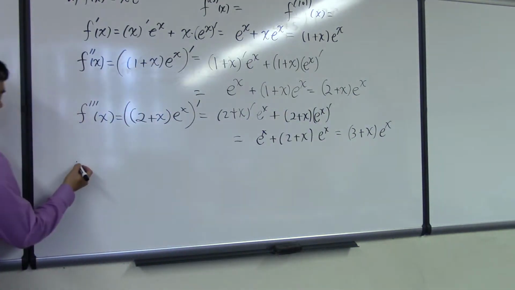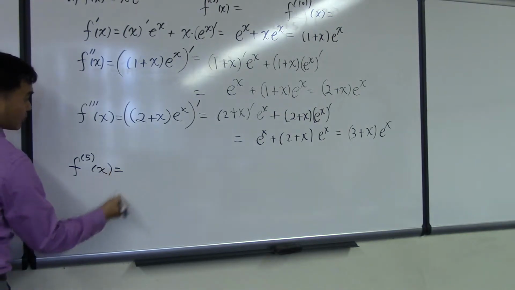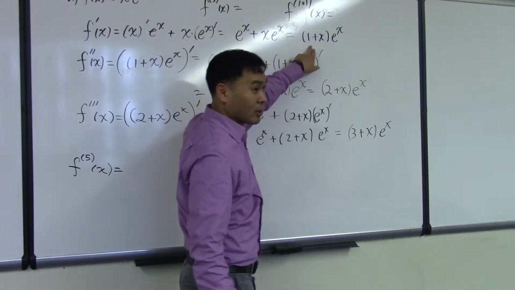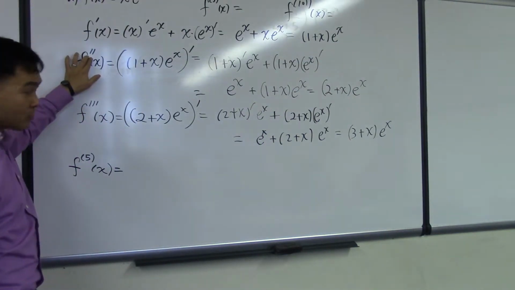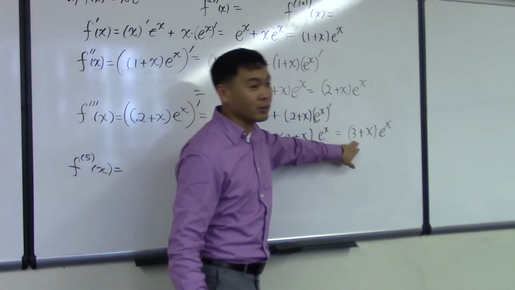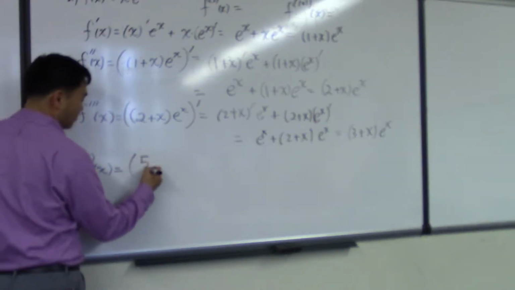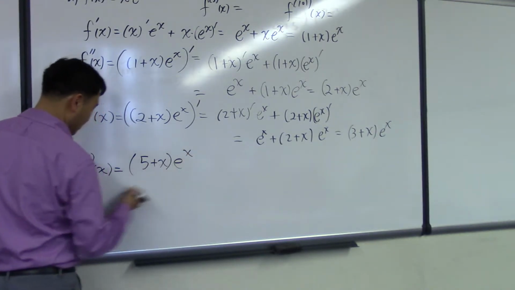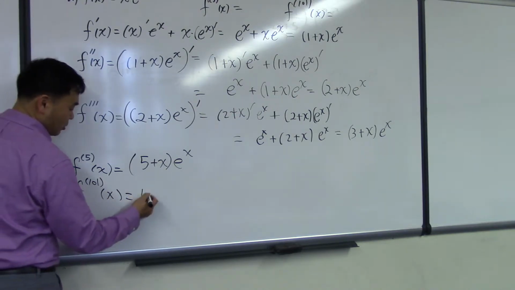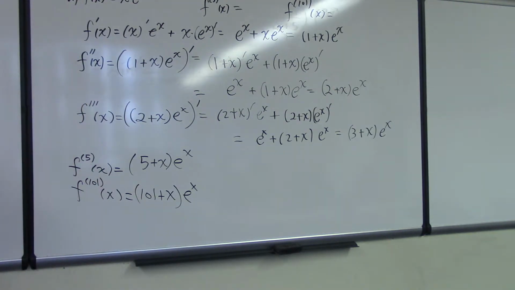So from here, what do you think the fifth derivative should be? 1 plus x. So 1 derivative, you get 1. 2 derivatives, you get 2. 3 derivatives, you get 3. So the obvious answer is the fifth derivative is 5 plus x times e to the x, and the 101st derivative is 101 plus x times e to the x. That's the easy one.